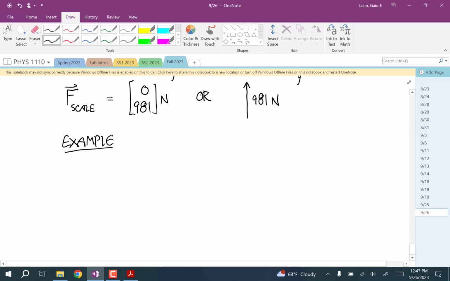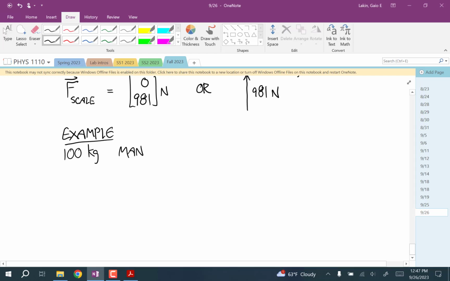Okay, so this time, let's say the same guy gets on the scale, but he's looking at the scale when he's on an elevator that's accelerating up. A 100 kilogram man. Let's say this guy is trying to make the football team, and his coach says he needs to gain some weight. So he's like, I'll show him, I'll measure my weight on an elevator.